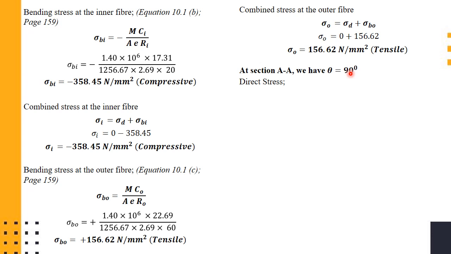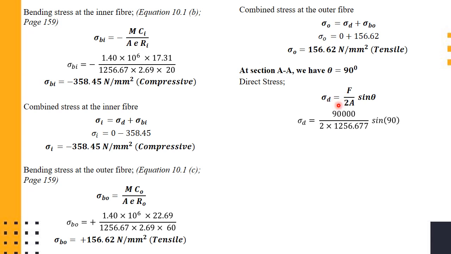The first step we have to calculate with respect to any section is the direct stress. Since tensile load is acting, the direct stress will be a positive value. But here the direct stress won't be 0, because the direct stress which we are considering is at a section which is at 90° away from the line of loading.